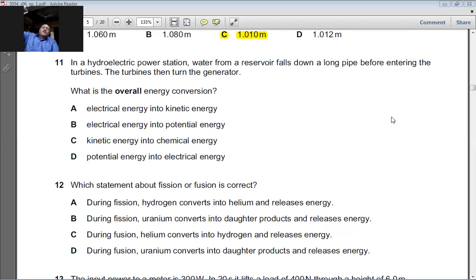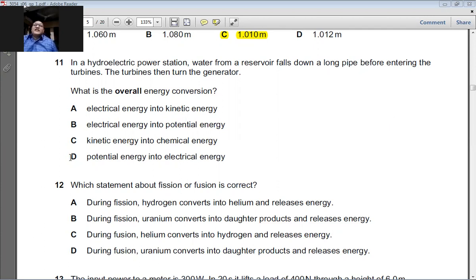So when the water falls, it has potential energy, and it falls on the turbine blades. And what happens? Those turbines rotate. Their blades rotate, and that turns the generators. And this is how we produce the electricity. So the initial energy is the gravitational potential energy, and the final form of the energy which is useful to us is electric energy. So I think D is the right choice.